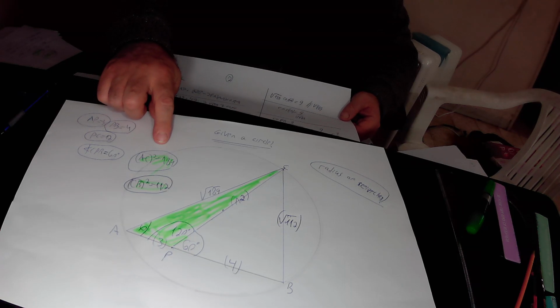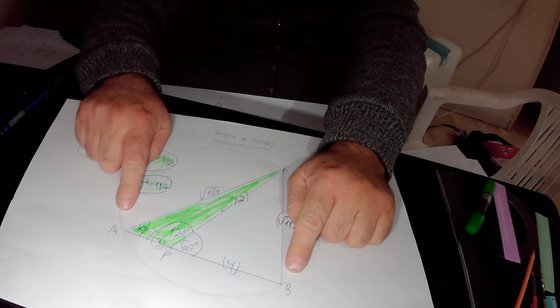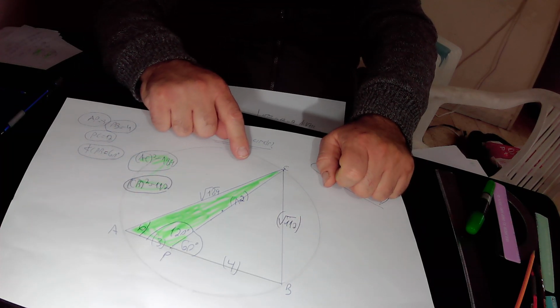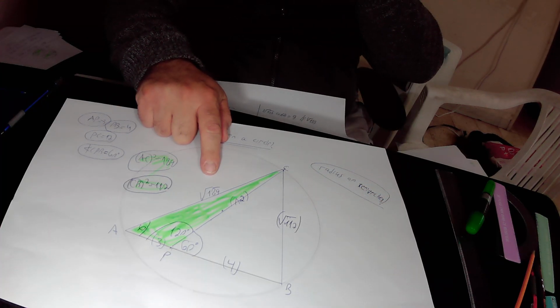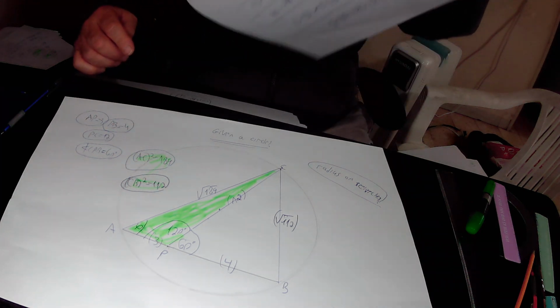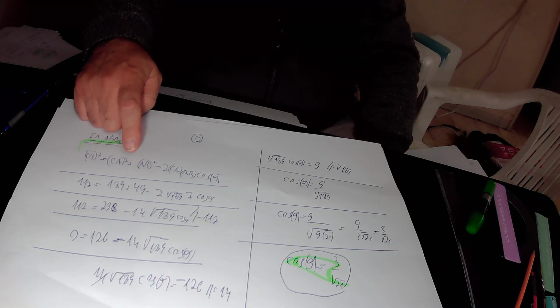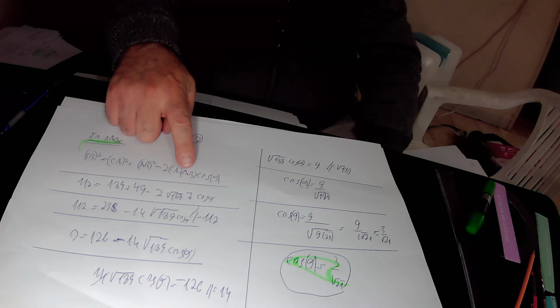CA squared equals 189, plus AB squared. AB is 3 plus 4, that is 7, therefore AB squared is 7 squared, that is 49. Minus 2 times AC, which is the square root of 189, times AB, that is 7, times cosine alpha. So in total, 112 equals 189 plus 49 minus 2 times square root of 189 times 7 times cosine alpha.